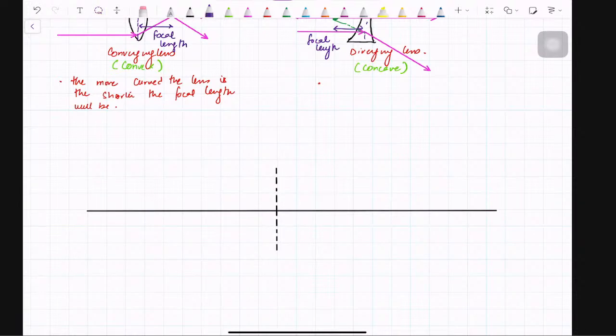Now, so let's call this point F. So F can be on both sides at equal distances. And let's call this point 2F. The reason we're calling this 2F is that if this is the focal length, like three boxes from here, then double the focal length would be 2F. Do you understand? Yes. Okay, so case one.